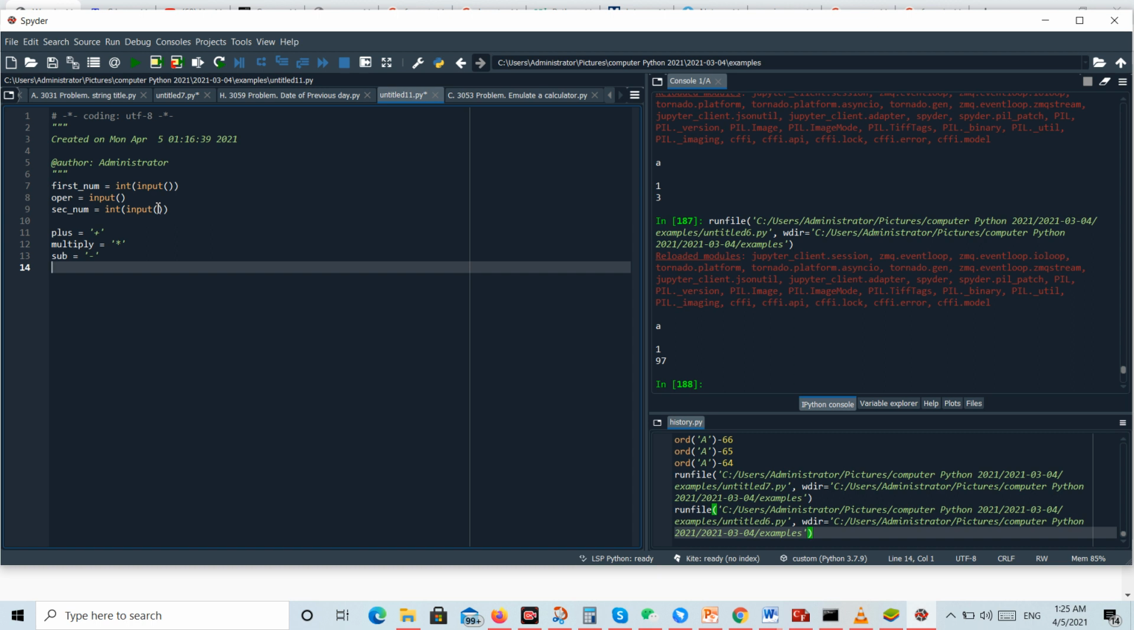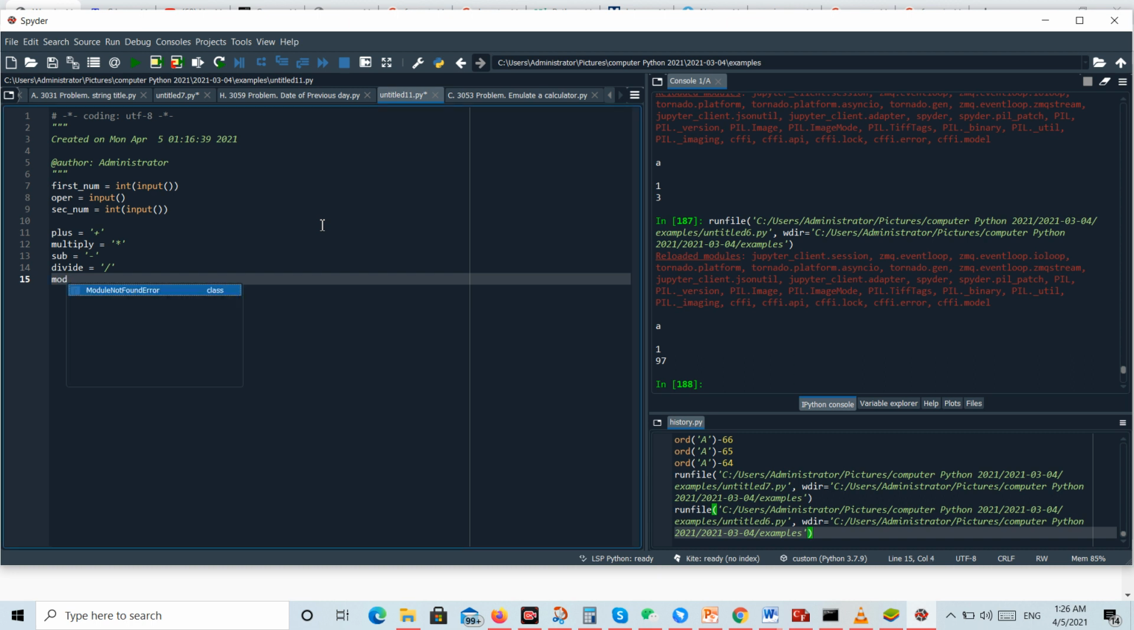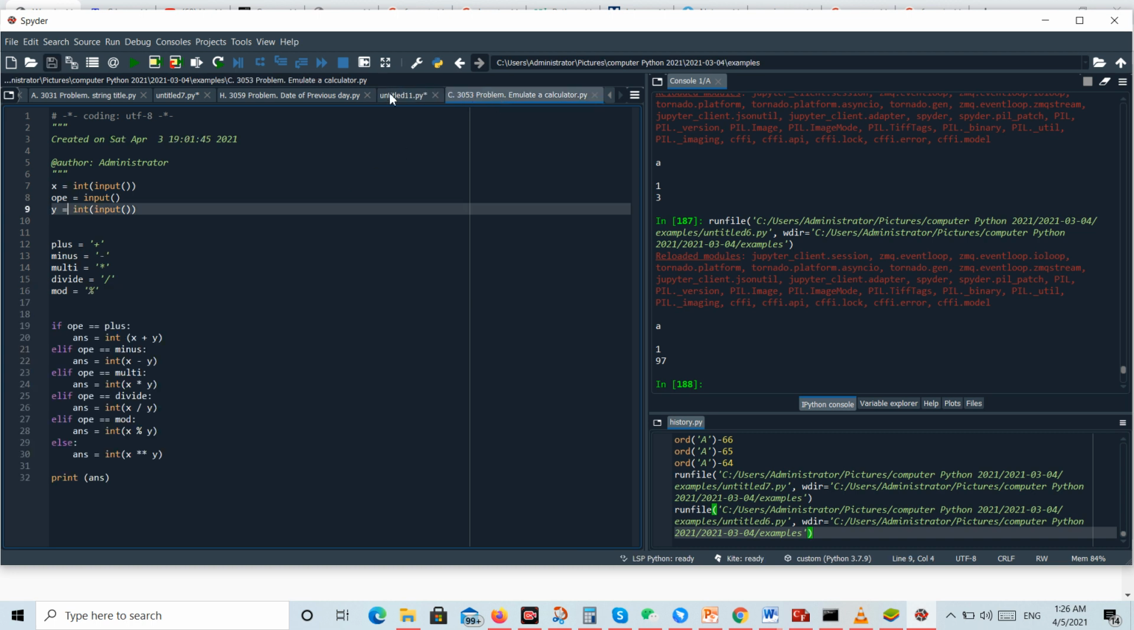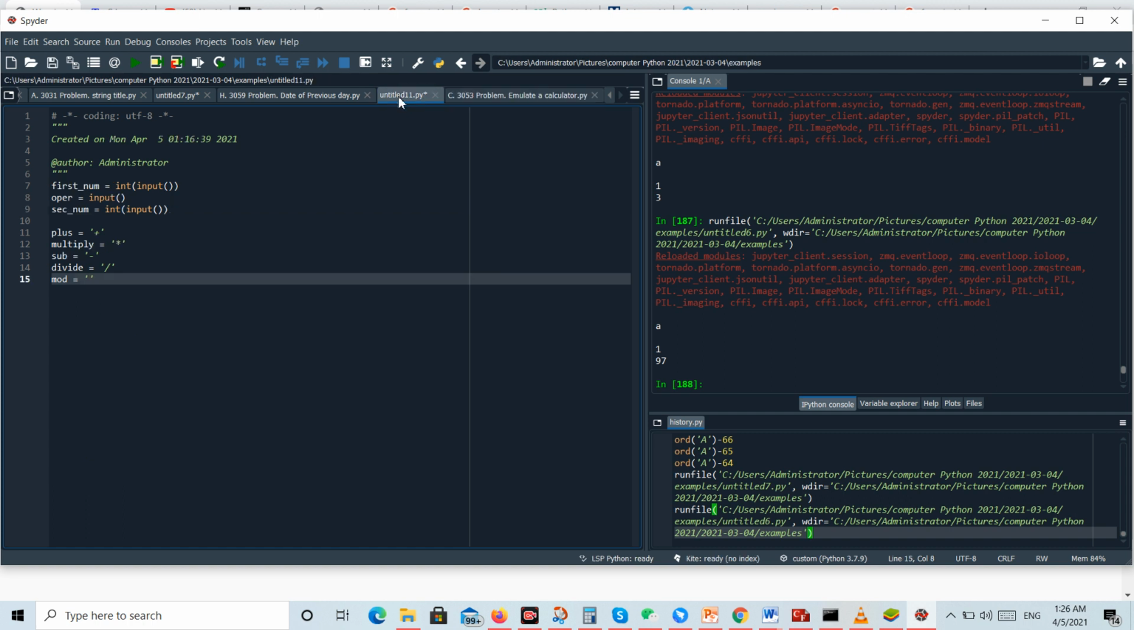The fourth operator will be divide. Divide will be equal to, okay, slash, that forward slash, not backward. So the next operator would be mode, that is modulus. So equal to, how do you do mode again? How do you do mode? Okay, percent, the percent sign.